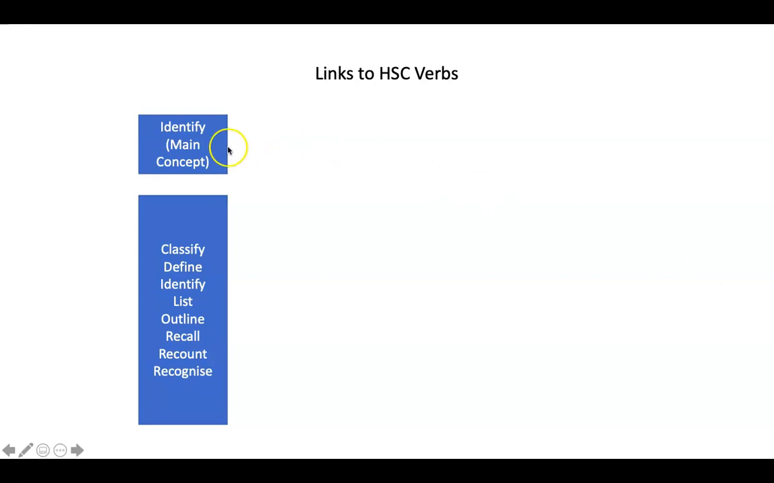So identifying the main concept, these are the type of verbs we would see. Classify, define, identify, list, outline, recall, recount, recognise. They're the sort of verbs you would see in a question in an end of year exam, such as define homeostasis or outline what a prokaryotic cell is.